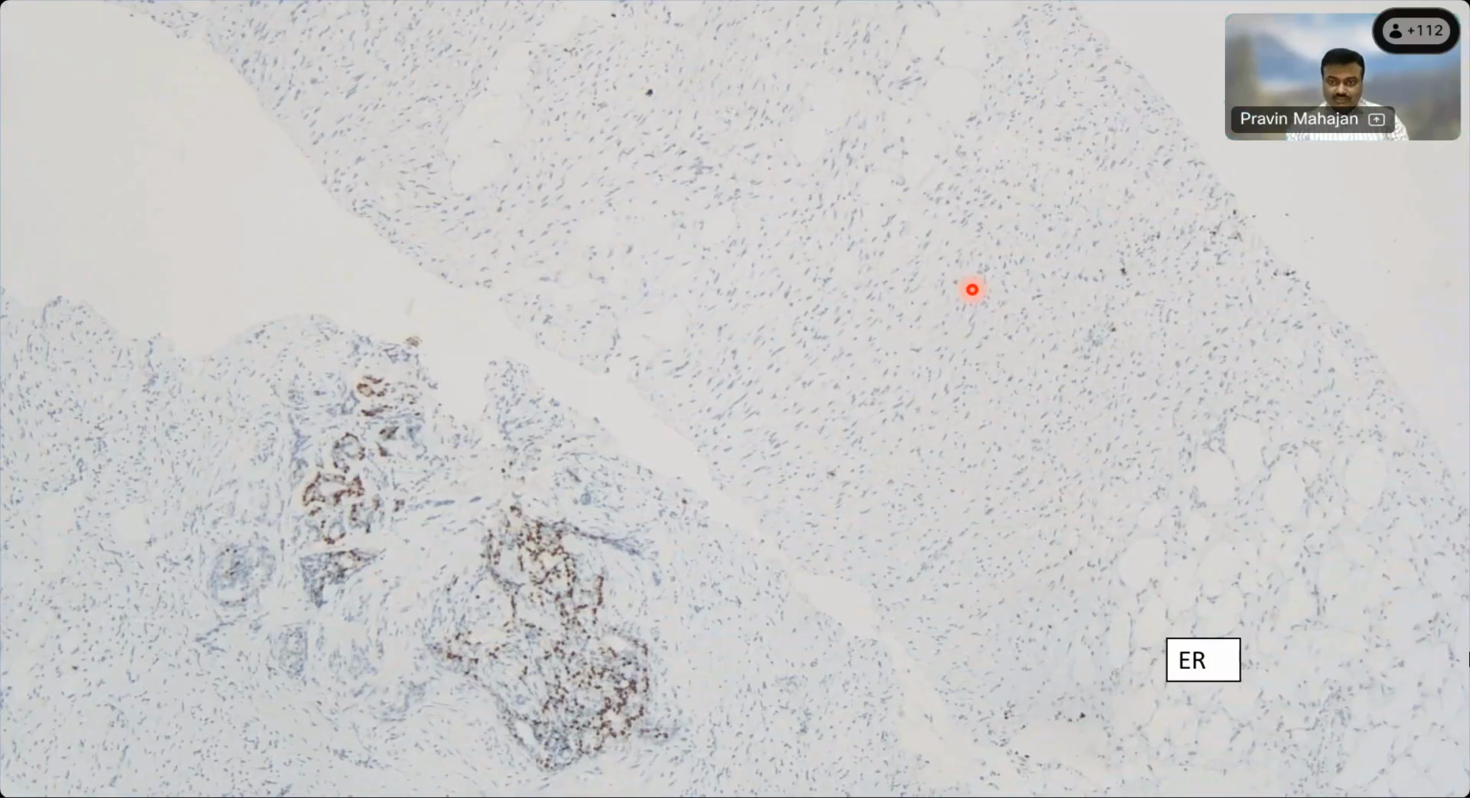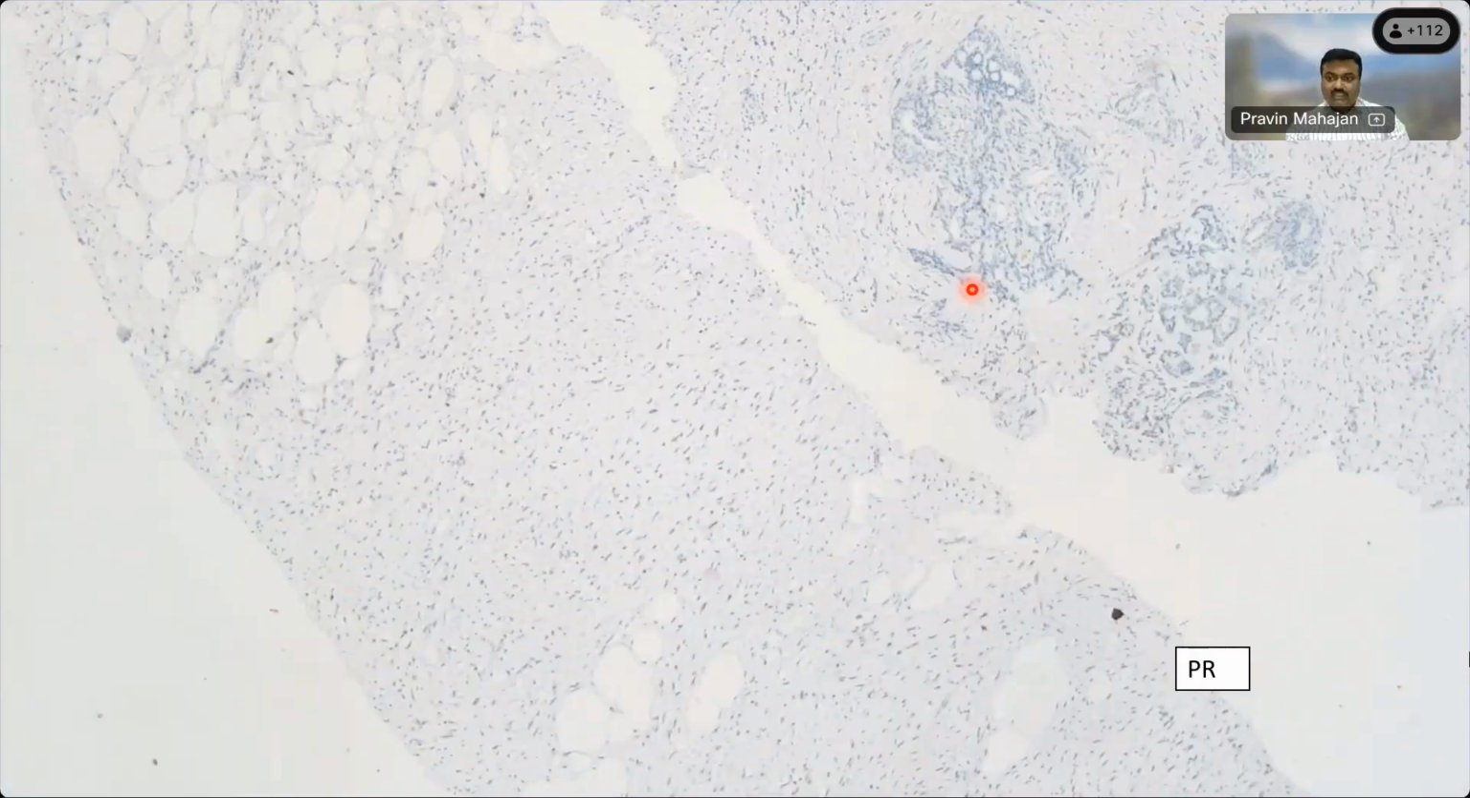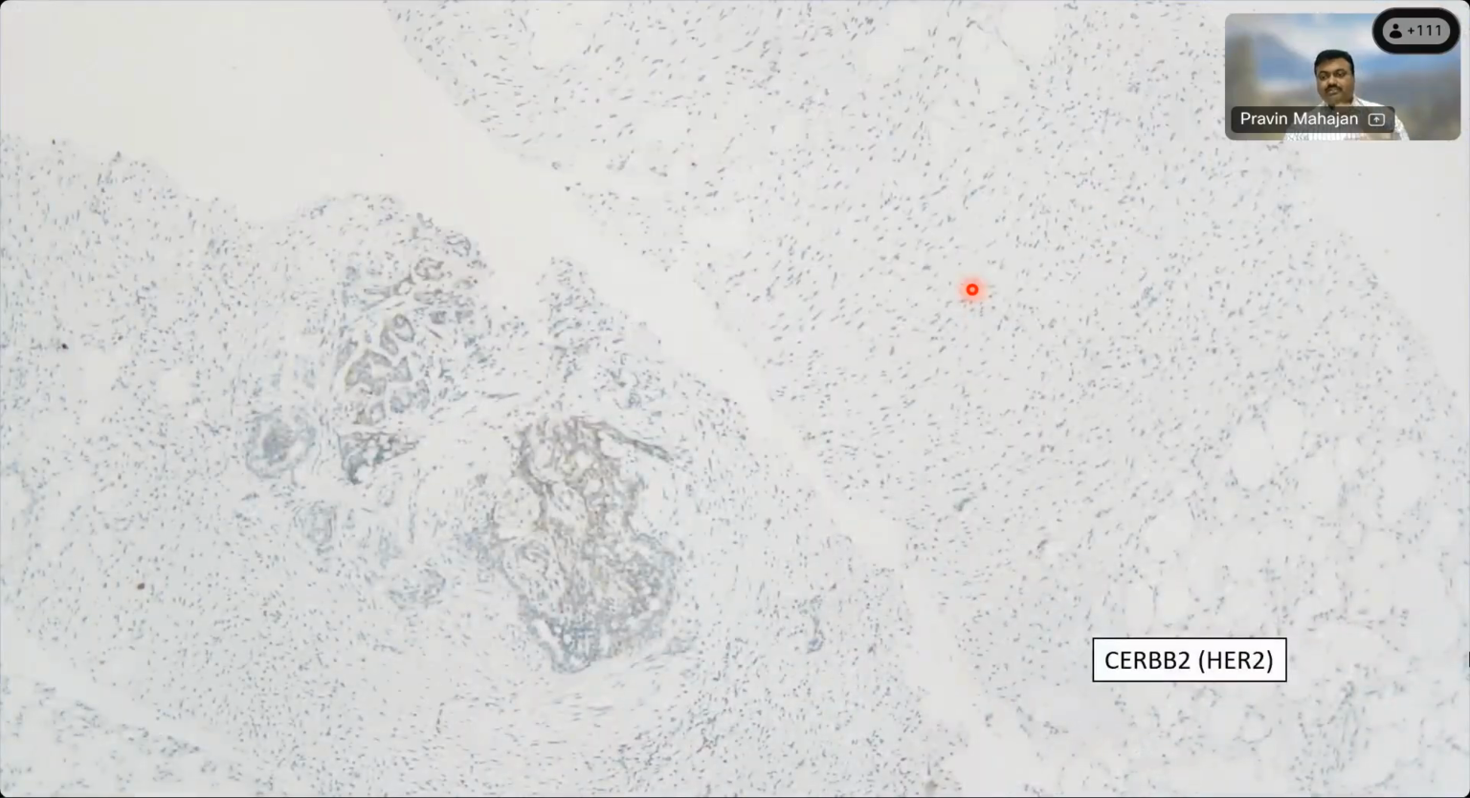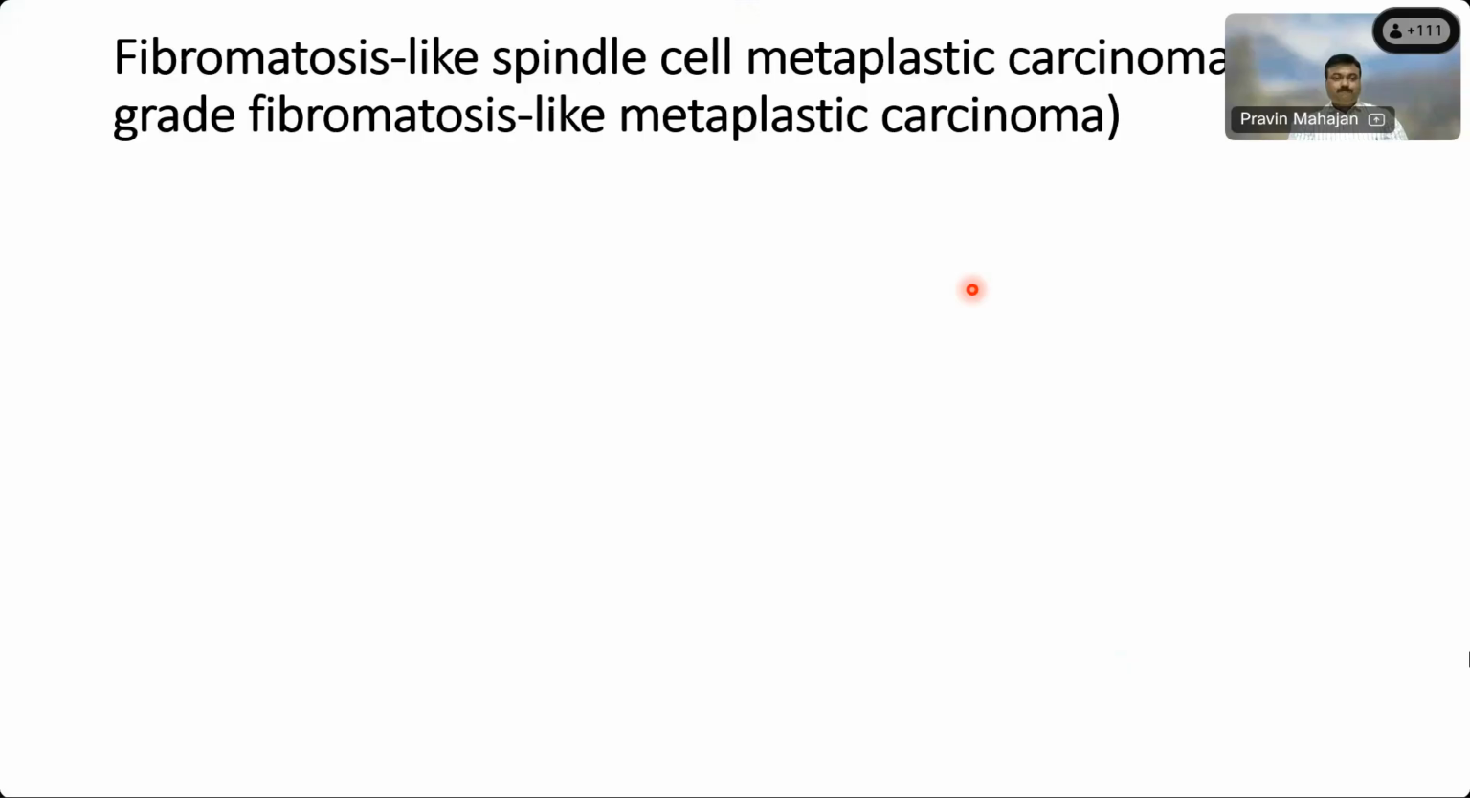So because now this tumor we think is a metaplastic carcinoma, because it is carcinoma, you have to do the breast biomarkers. It was ER negative, PR negative, and it was also HER2 negative. So it is a triple negative tumor. Okay. So the diagnosis here is fibromatosis-like spindle cell metaplastic carcinoma, or some people also call it low grade fibromatosis-like spindle cell metaplastic carcinoma. And very interestingly, it was a triple negative tumor.